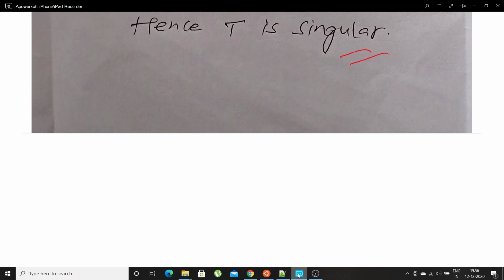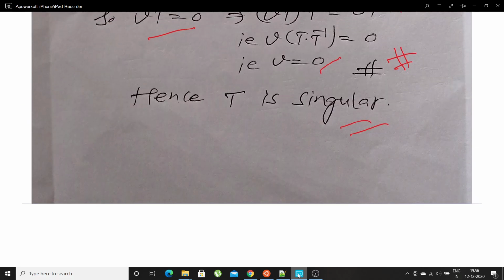So all the proofs are very simple. I hope you got it. So in the next hour, I'll take a few more theorems related to the minimal polynomial. Thank you.